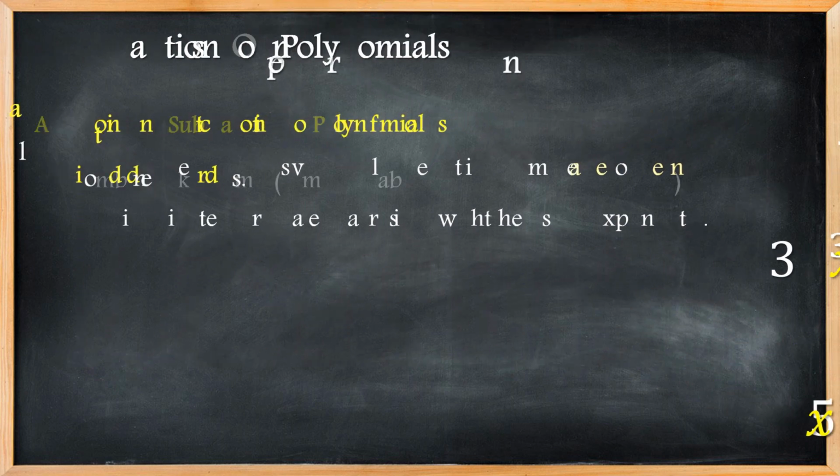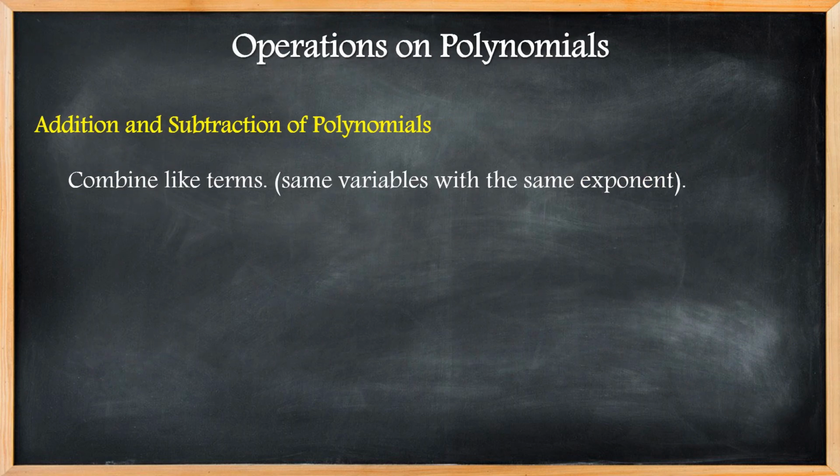Let's begin operations on polynomials with addition and subtraction of polynomials. To add or subtract polynomials, we combine like terms. Like terms are terms that have the same variables with the same exponents.